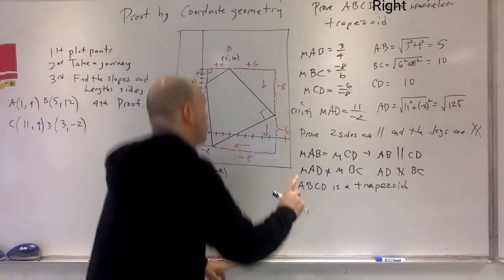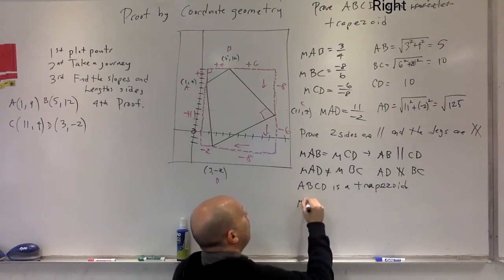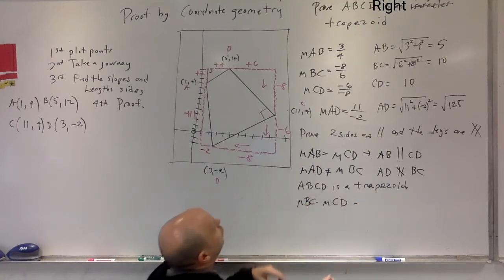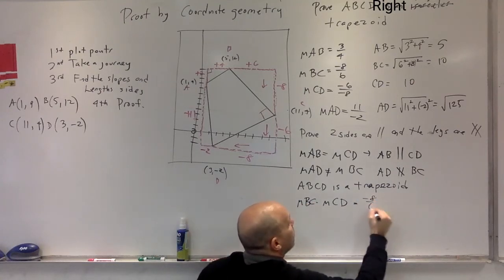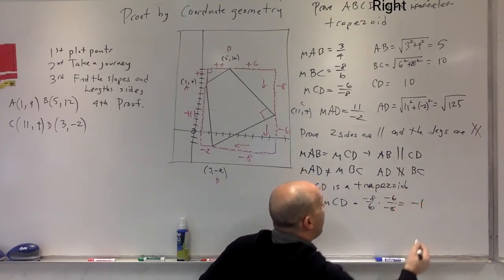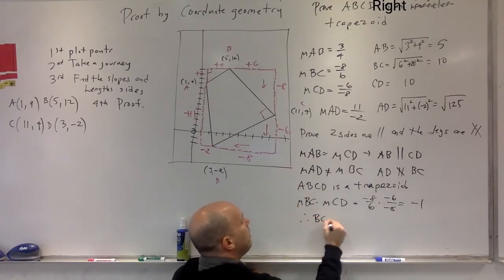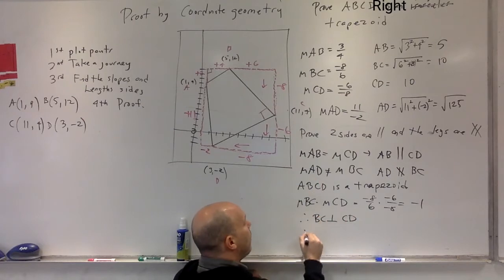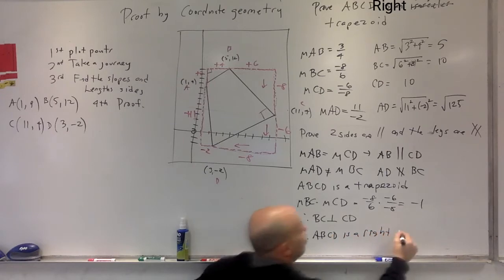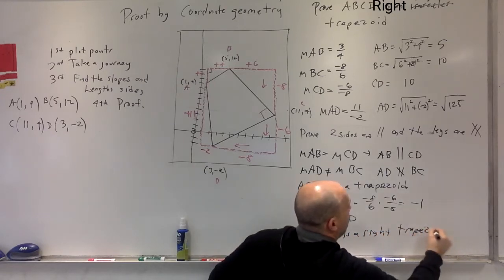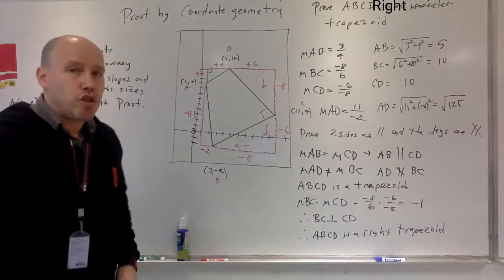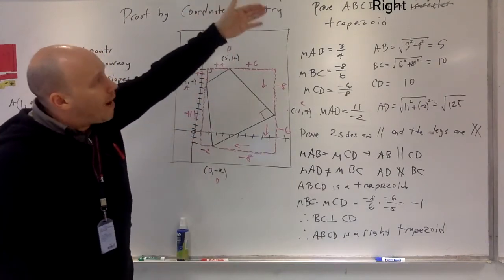So, let's see. The slope of BC times the slope of CD is equal to, what's the slope of BC? -8 over 6 times -6 over -8, that equals -1. Therefore, BC is perpendicular to CD, and therefore, ABCD is a right trapezoid. So we just proved that ABCD is a right trapezoid.